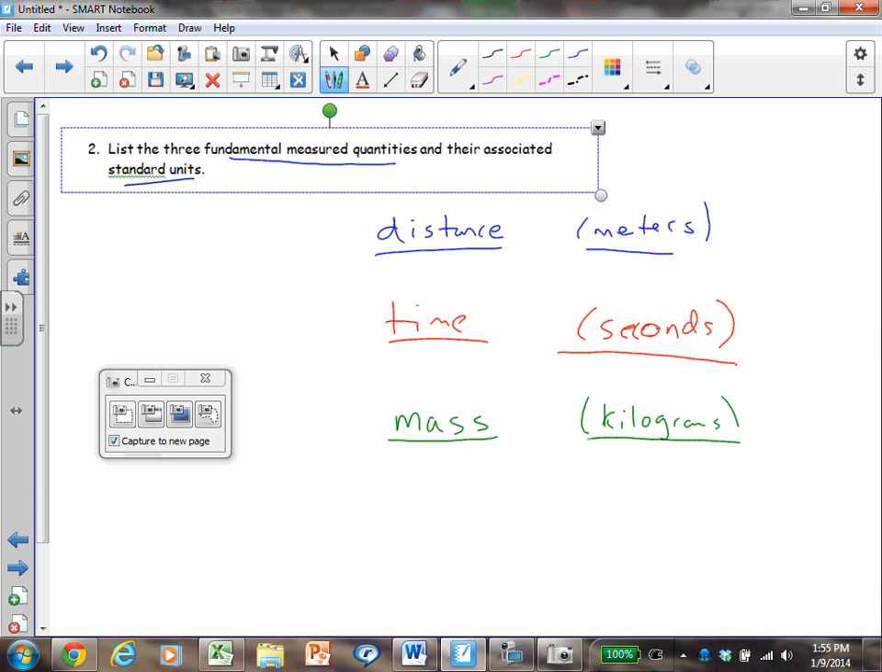Now we did some derived units from these. Speed or velocity: meters per second, right? Distance or length over time. Acceleration, meters per second squared, a distance over a time over another time, a rate of a rate. Force: kilograms times meters per second squared, a mass times the length over two times. Okay?